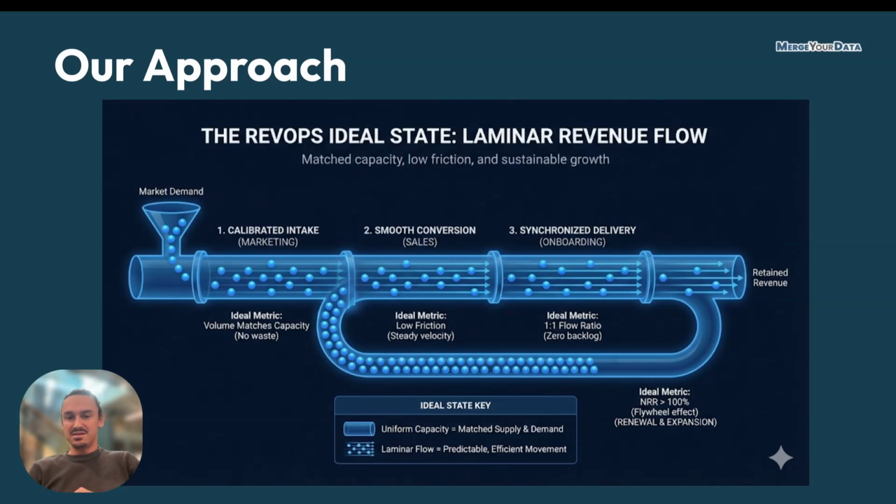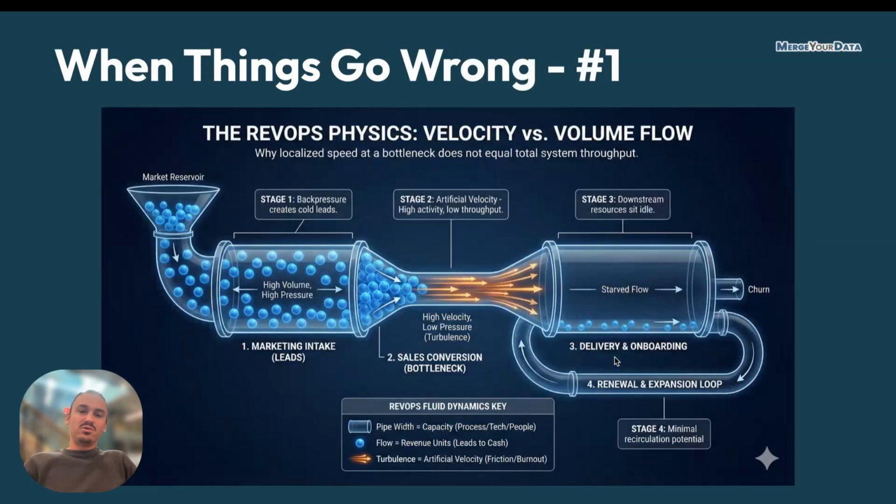The capacity is matched with the input. There's low friction throughout the process, and you're not wasting resources on the back end. And so this means that NRR is over 100%. You get a little flywheel effect and so forth. So this is ideal state, but when we're looking at a system to see what's going wrong, it's not going to look like that. And so instead, there's a couple different situations that I'll go into on this specific video.